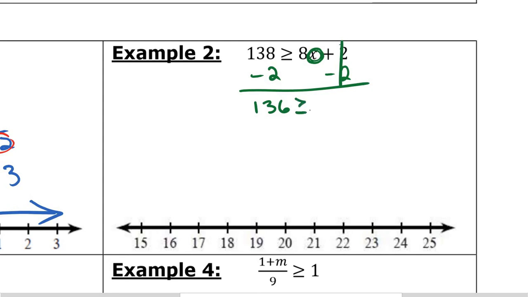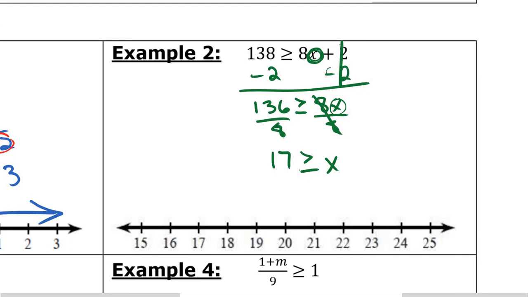The inequality is still facing this way because we don't care if it's adding or subtracting. It's only when you're dividing or multiplying by a negative number that flips the inequality. 8x is the only thing left on the right. We still want the x on its own. The 8's in the way, and it's multiplying times the x. So to get rid of multiplying, we divide by 8, divide by 8. The inequality faces the same direction, and 136 divided by 8 is 17.